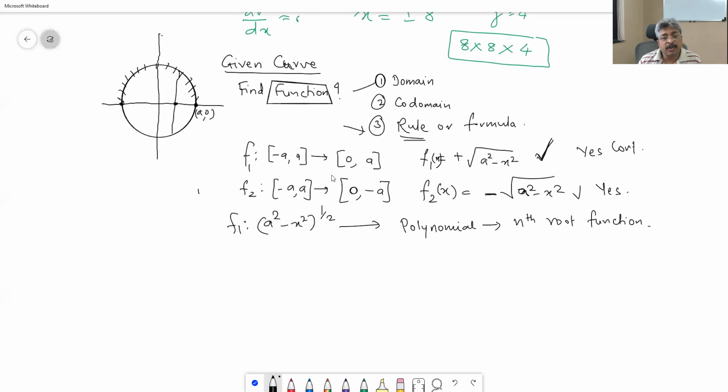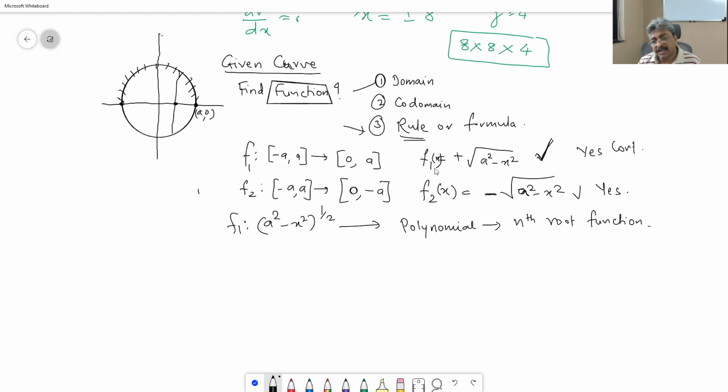So practically, if you keep on changing the domain, you can consider it as a separate function and you can do it. So there are infinitely many ways of defining this curve as a function. You can split these domains into parts and define it. That is not the problem. So practically there are infinitely many ways of defining this circle as a function.